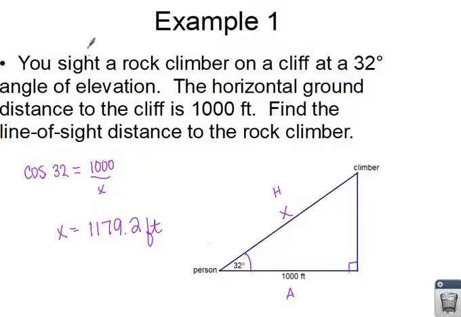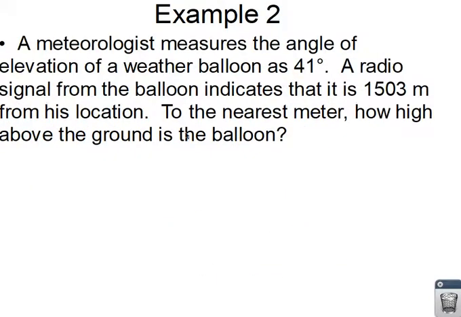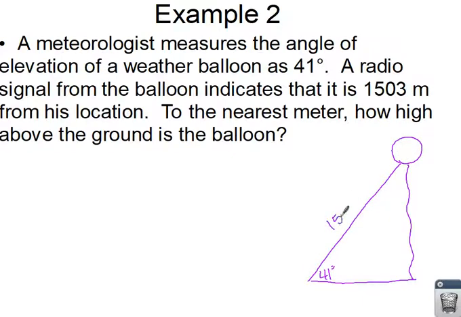Okay? Every problem just like this, we're going to draw pictures like crazy, so you can't make fun of my pictures. Alright, a meteorologist measures the angle of elevation of a weather balloon as 41 degrees. So there's a balloon up in the air. Let's make it a regular balloon. And when you look up at it, you look up at 41 degrees. A radio signal from the balloon indicates that it is 1,503 meters from his location. So from the person to the balloon is 1,503 meters. And then to the nearest meter, how high above the ground is the balloon?